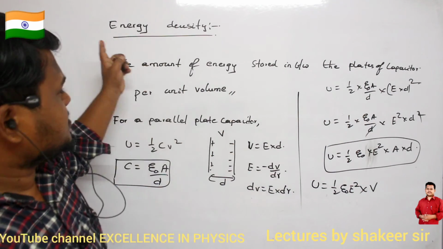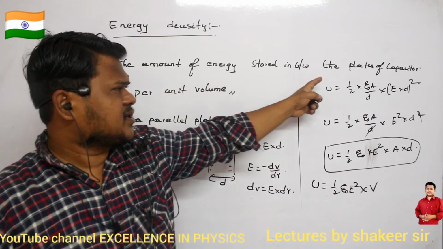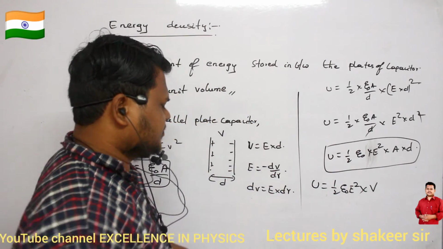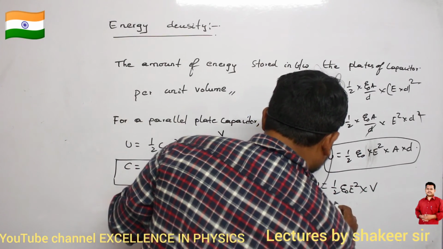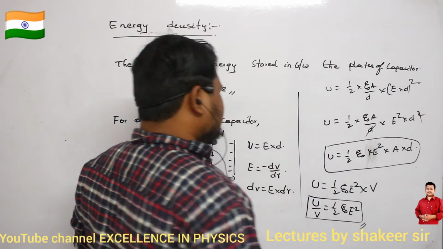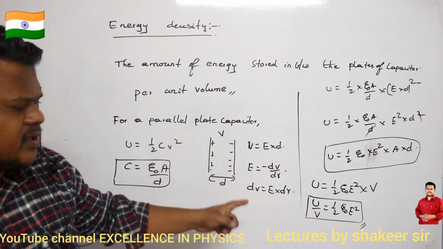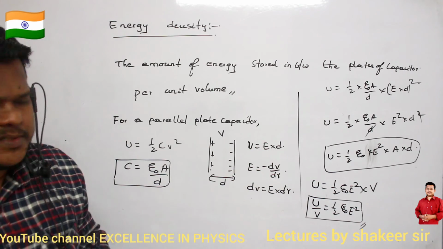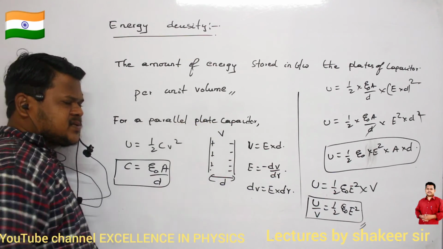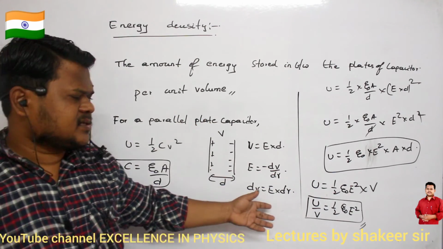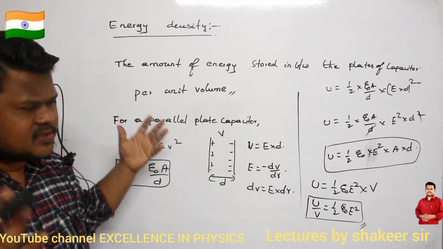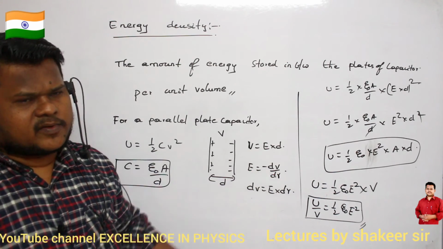And what is meant by energy density? The amount of energy stored in between the plates of a capacitor per unit volume. So take this V and write here. Therefore, U by V is equal to half into epsilon naught into E square. So this is the amount of energy stored per unit volume between the plates of any capacitor. We have done this calculation by taking a parallel plate capacitor as our basic, but this equation is satisfied for any kind of capacitor, whether it is a spherical capacitor or a cylindrical capacitor, whatever it may be.